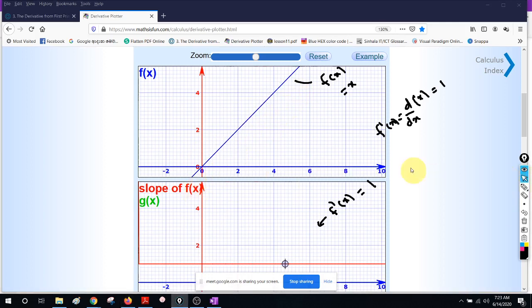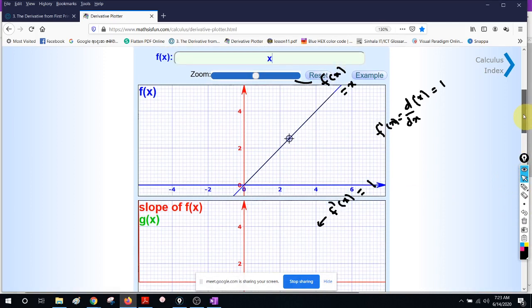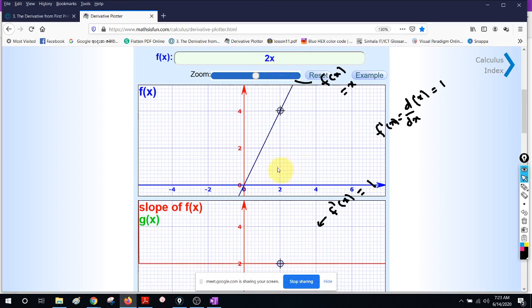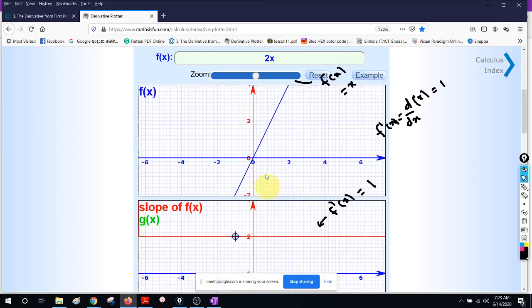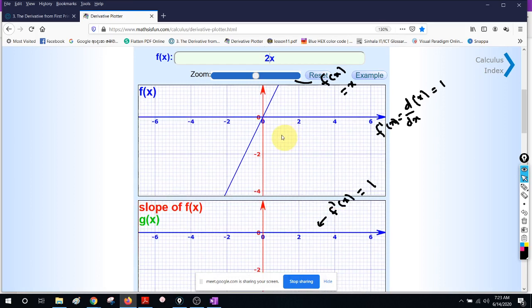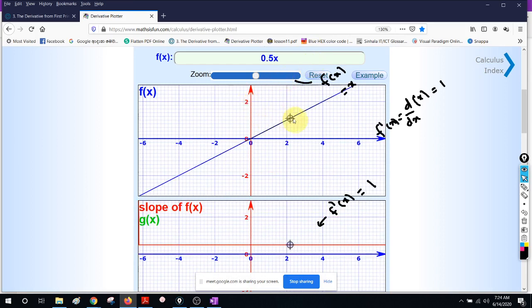Now let's change it to something like this. Now assume that I have not x, I have 2x. Now my rate of change function is not 1, my rate of change function is y equal 2, right? Now it is steeper, but everywhere the value is the same. It's a constant. Now if I make it something like 0.5x, now it's less steep, but the rate of change is 0.5 everywhere, right?